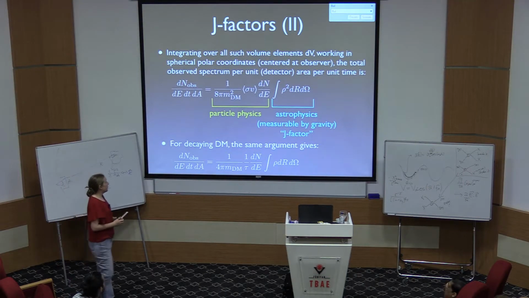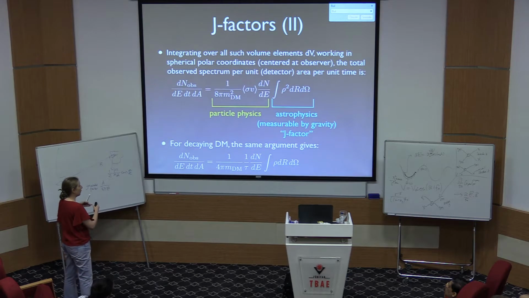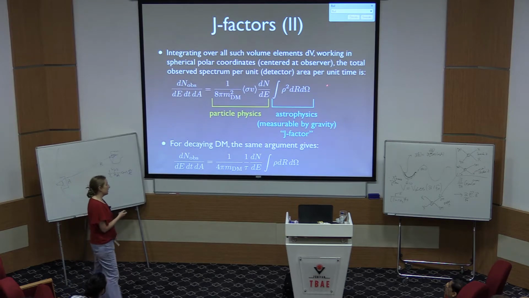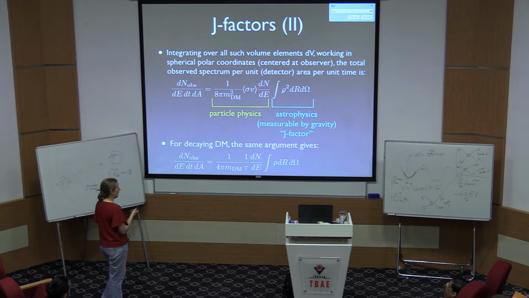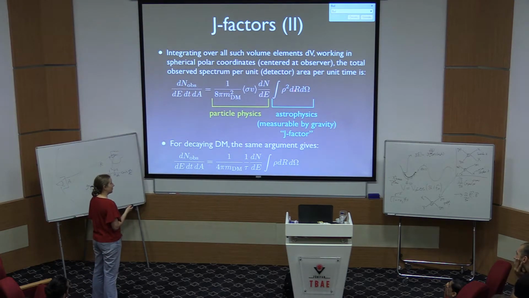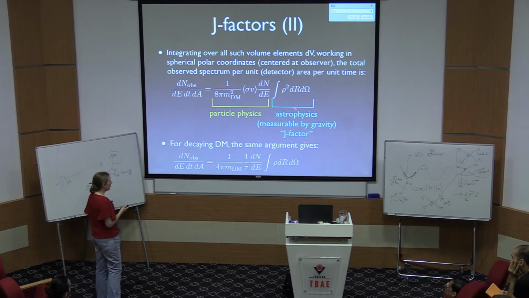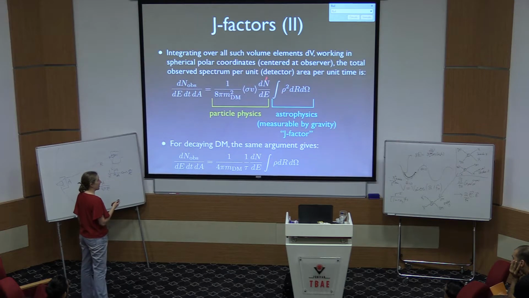Okay, so when I do the integral over all such volume elements dV, it's convenient to work in spherical polar coordinates that are centered at my location. So this r is now just the radial coordinate. My volume element has an r squared dr in it. That cancels out the 1 over r squared from this geometric factor. And I just need to integrate the density squared of dark matter along the line of sight, dr, and along whatever solid angle I'm looking at. So then I can write my observed signal in terms of this geometric piece. This is what we usually call the J factor of the system that we're looking at. And this piece just depends on the mass of the dark matter, the cross-section, and the spectrum per annihilation, which is your particle physics model.